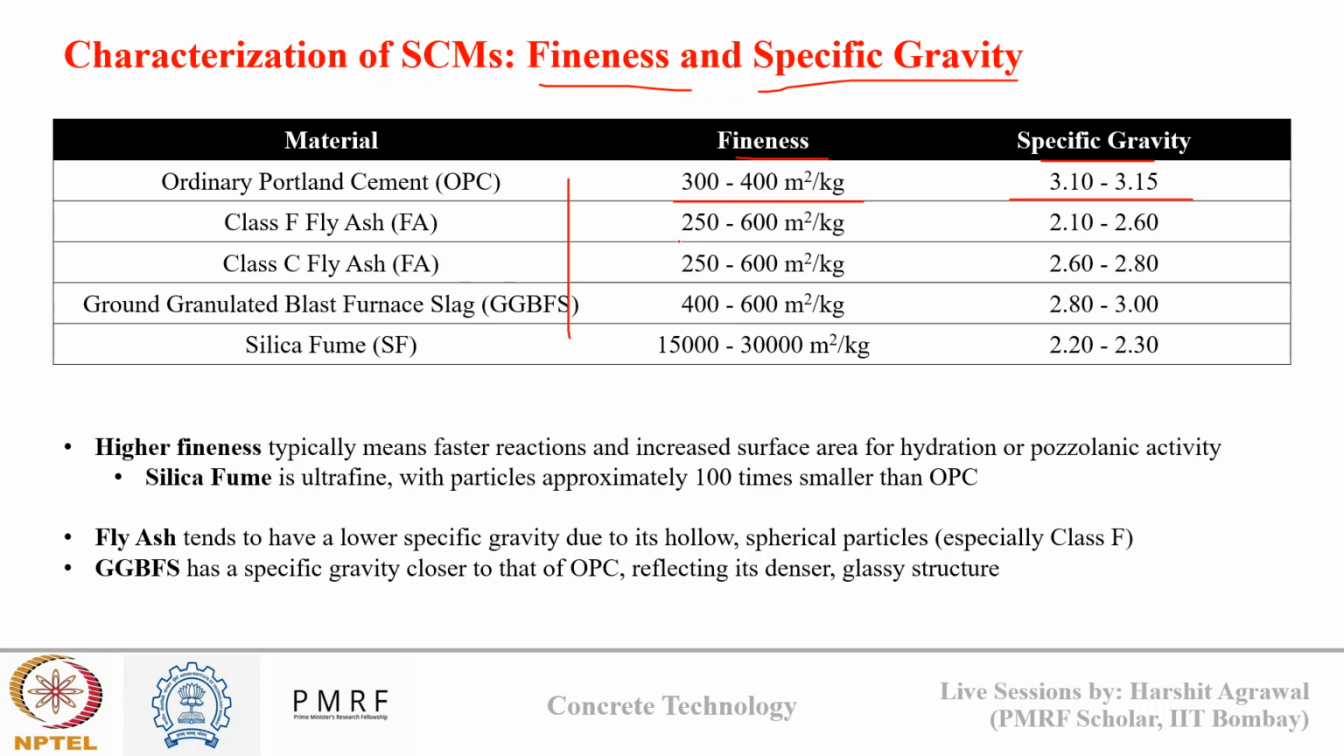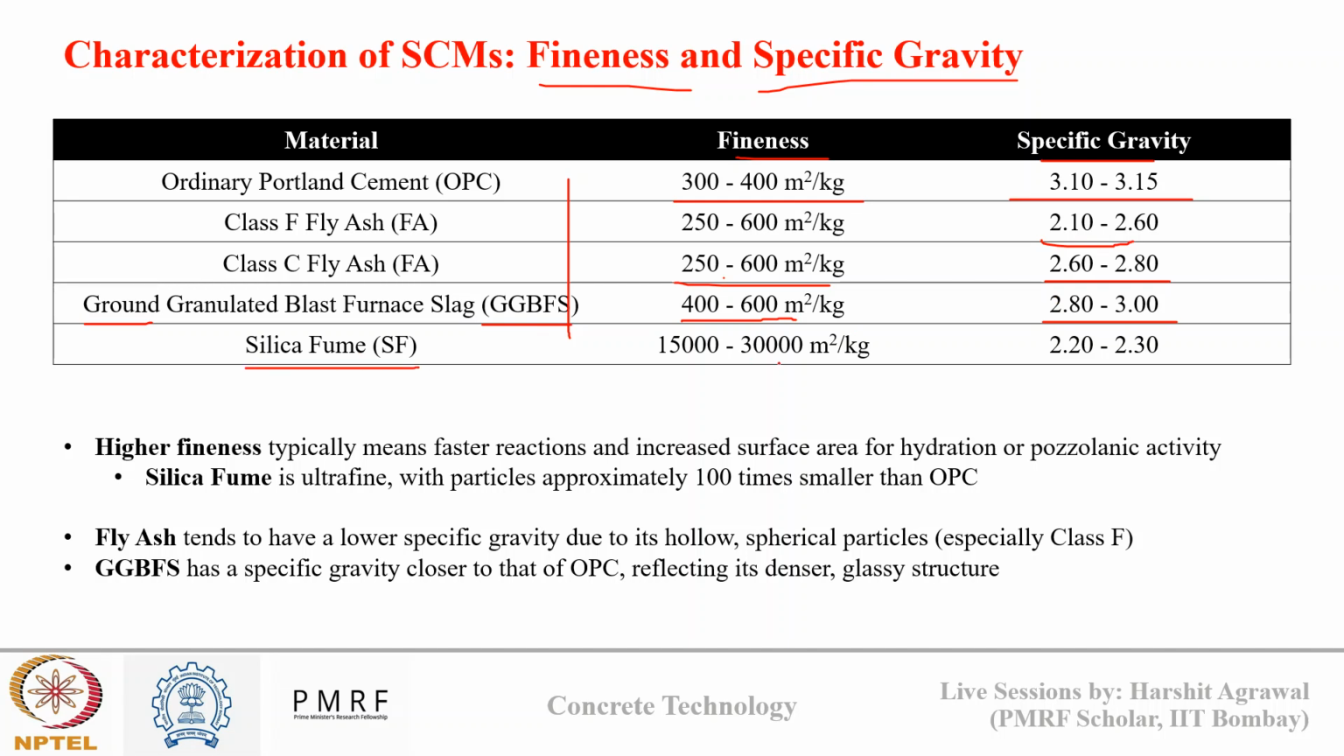the fineness can vary from 250 to 600, while specific gravity for class F fly ash is in the lower range, 2.1 to 2.6, and for class C it is in the higher range of 2.6 to 2.8. Ground granulated blast furnace slag has a fineness in the range of 400 to 600, since it is ground using milling at the end of operation. It is comparatively finer than OPC and fly ash in general, and its specific gravity again is in the range of 2.8 to 3.